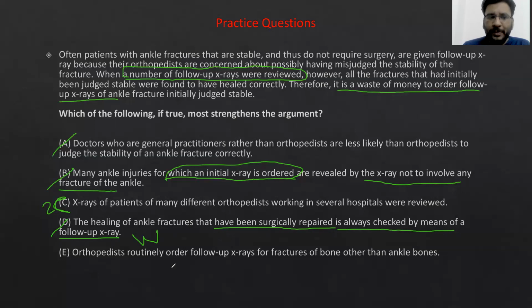E says orthopedists routinely order follow-up X-rays for fractures of bones other than ankle bones. Now remember, the entire argument is about ankle fractures, right? So we are not concerned about fractures other than ankle. So that's an out of scope option. So you should be able to eliminate that one as well. So the right option here is option C.